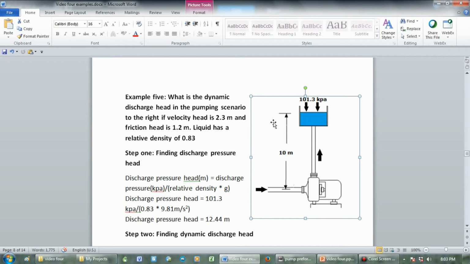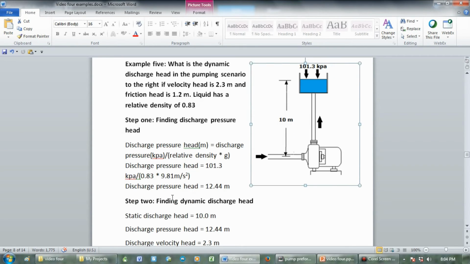Now we are given that it's an open tank, so our pressure on the top of the tank is 101.3 kPa absolute. So discharge pressure head in meters equals the discharge pressure in kPa divided by the relative density times g. Discharge pressure head equals 101.3 kPa. We're given the relative density of 0.83, so that's times 9.81 meters per second squared. So our discharge pressure head works out to 12.44 meters.